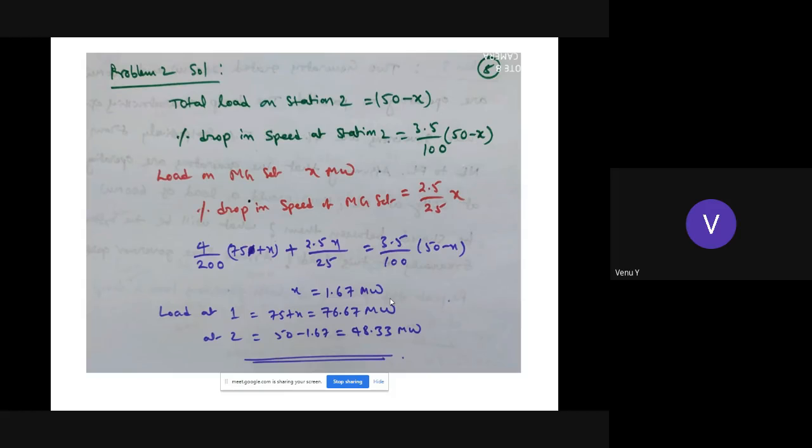You will get x equal to 1.67 megawatts. Therefore, load on station 1, 75 plus x, is 76.67 megawatts. Load on station 2 equals 50 minus 1.67, therefore 48.33 megawatts. The load on the MG set is 1.67 megawatts.